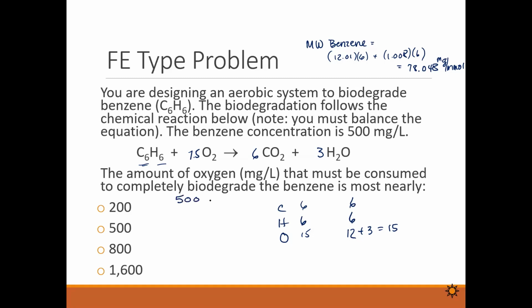So if we have 500 milligrams per liter, we divide that by the molecular weight of benzene, and that is equal to 6.4 millimoles per liter of benzene. So the amount of oxygen we need for every 1 mole of benzene, we need 7.5 moles of oxygen. So we have 6.4 millimoles per liter, and this is benzene.